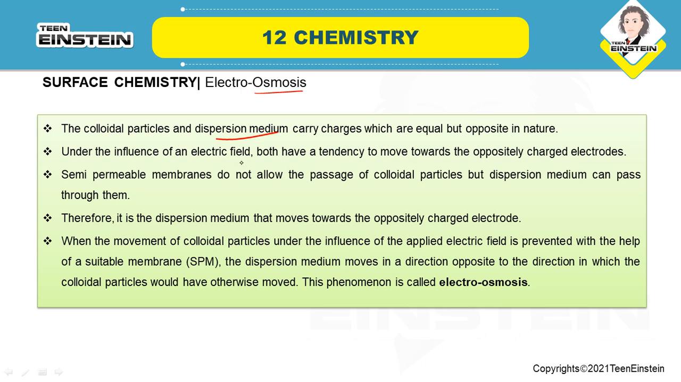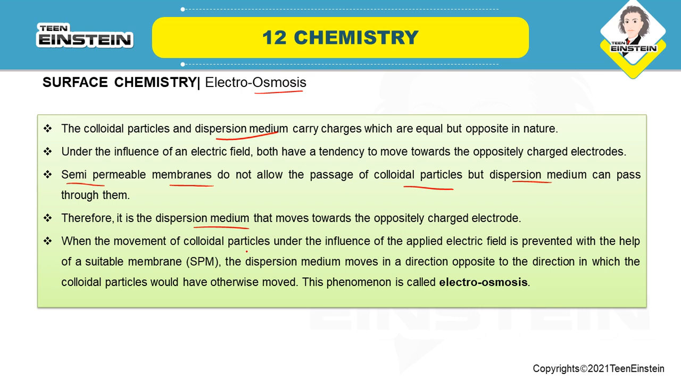Under the influence of an electric field, both will have a tendency to move towards oppositely charged electrodes. But how can we control the process so that only the particles of the dispersion medium move towards the cathode? That is possible if we use a semi-permeable membrane. It will not allow the passage of colloidal particles, that is the dispersion phase particles, but the particles of the dispersion medium can pass through because their size is smaller than the colloidal particles. So it is the dispersion medium that moves towards the oppositely charged electrode, and this process is electro-osmosis.